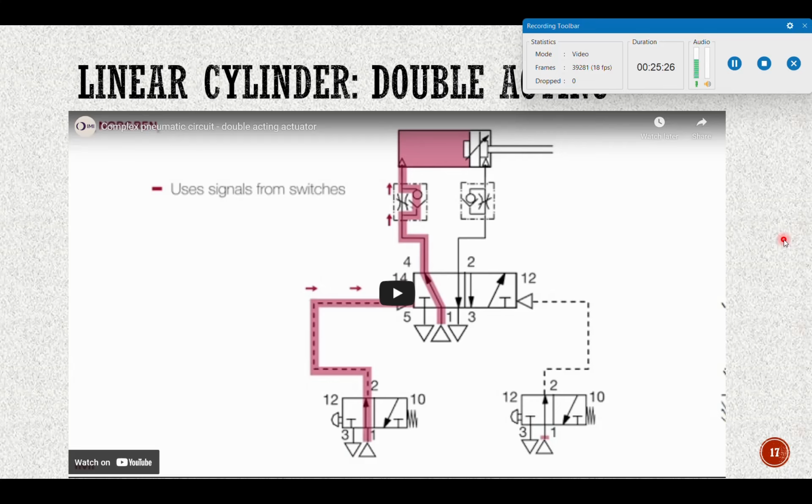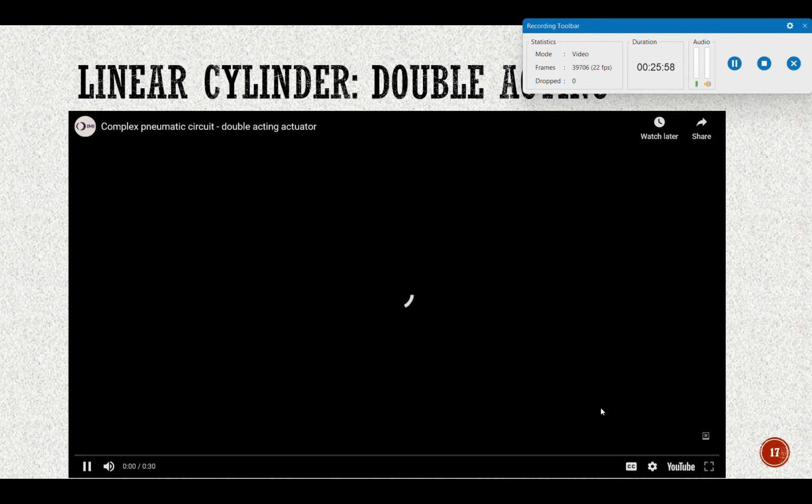So in this case you have a double acting cylinder, with a complex situation where you have a valve to control the valve. So you have, let's see then.